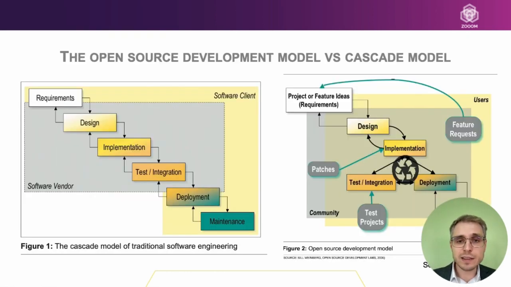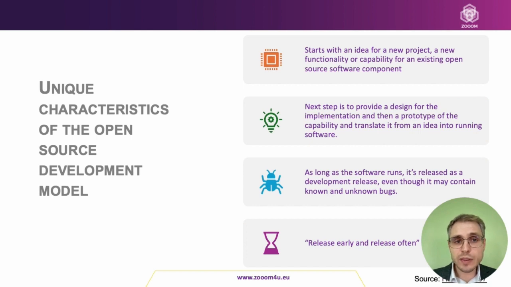Ibrahim Haddad, in his work, illustrates very well the differences between the open source development model versus the typical cascade corporate style model of traditional software engineering. What are the unique characteristics of the open source development model? Well, for starters, it really begins with an idea for a new project, a new functionality or capability for an existing open source component.